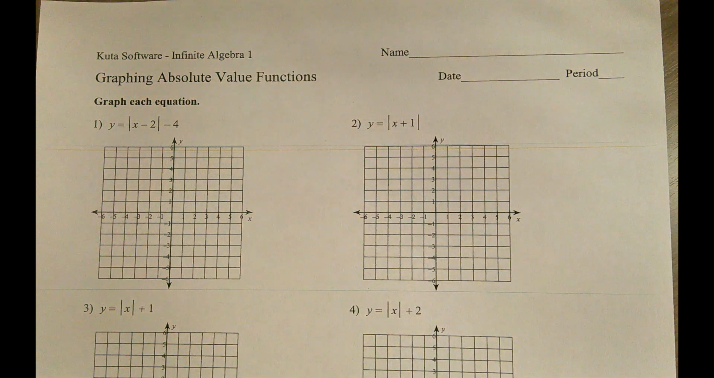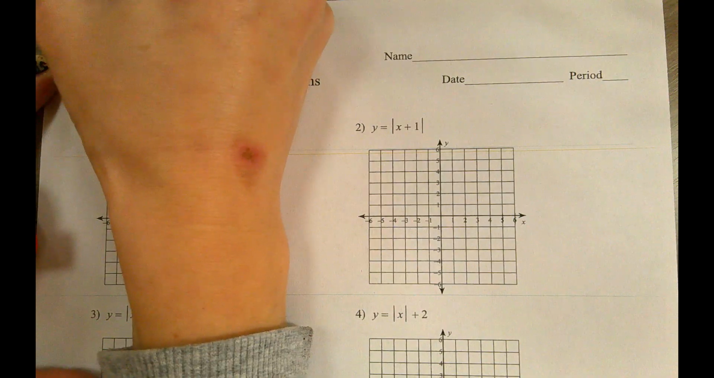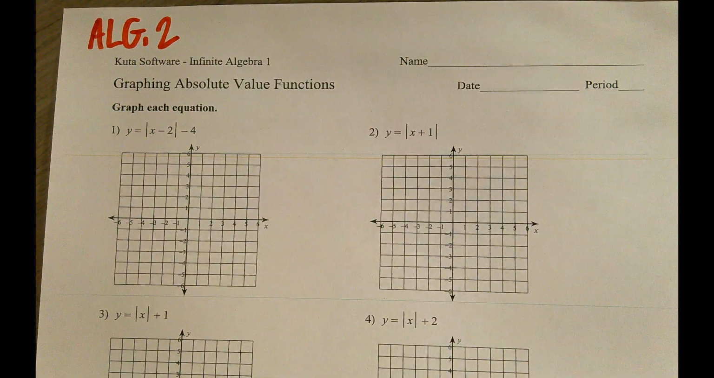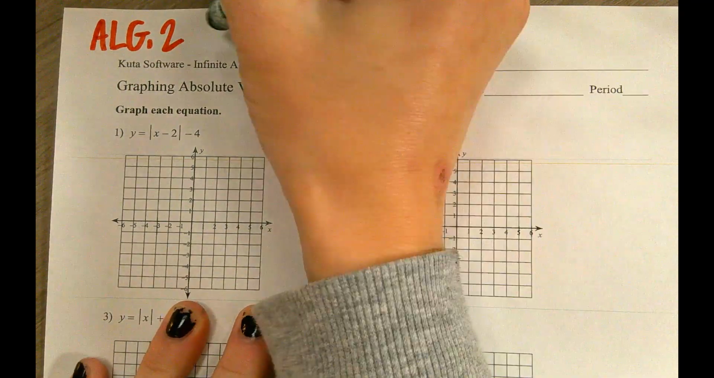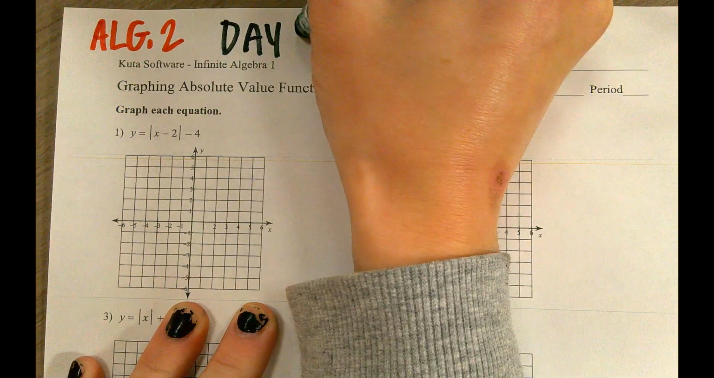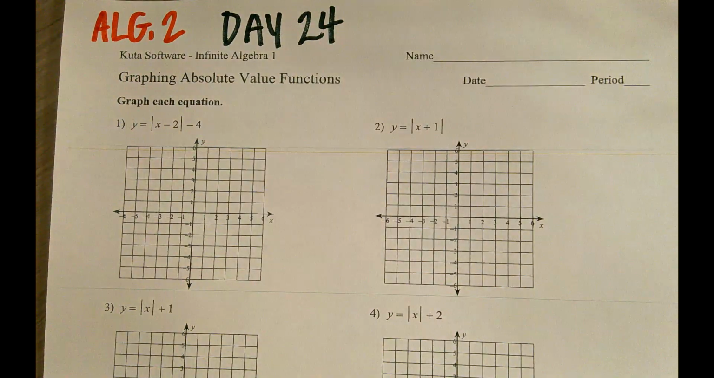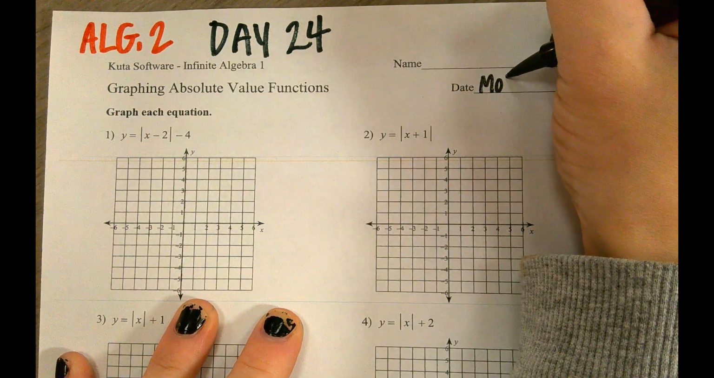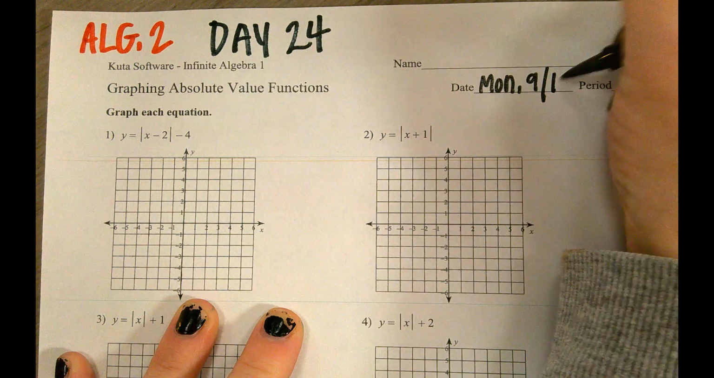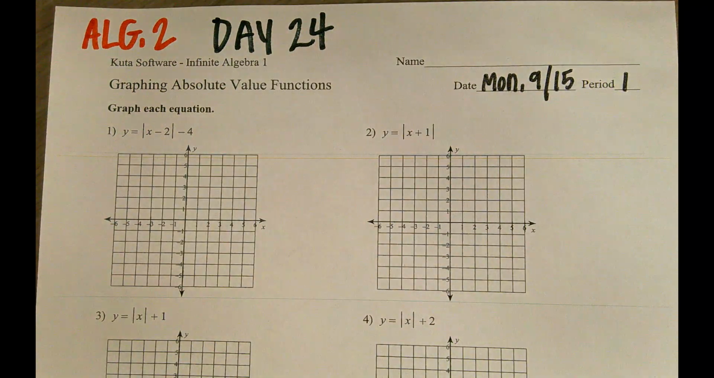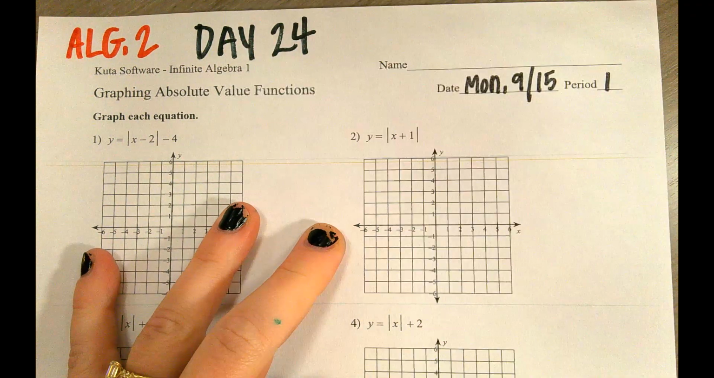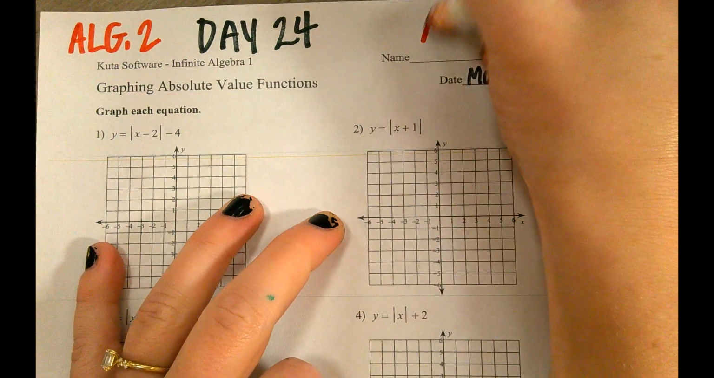I'm going to title this as an Algebra 2 worksheet. And today is day 24, and it is Monday, September 15th. I will write where name is. You can write your name, but I'm going to write answer guide.